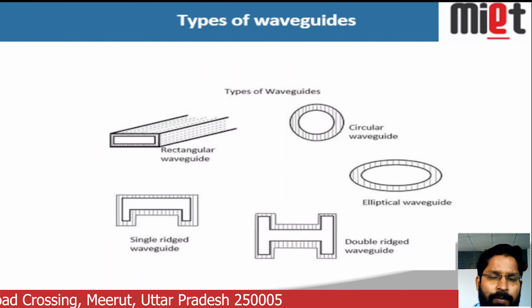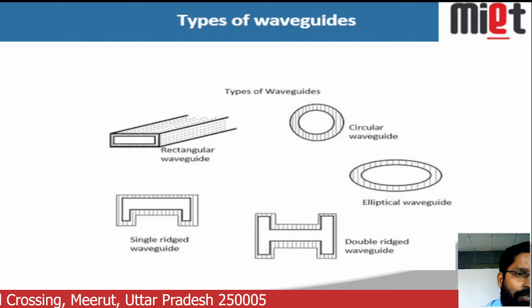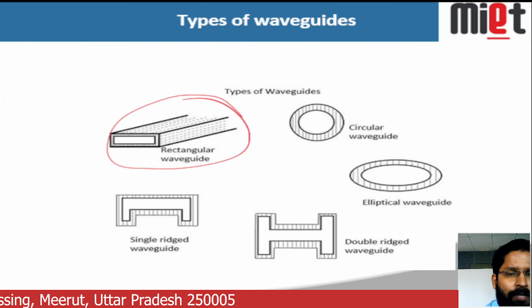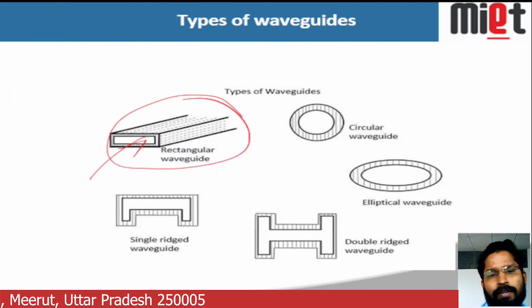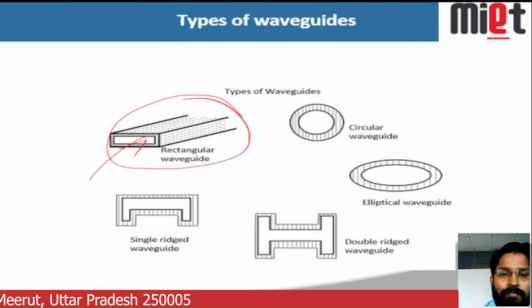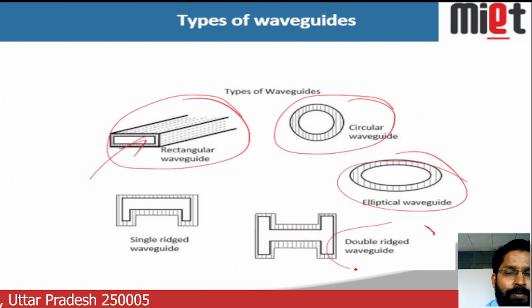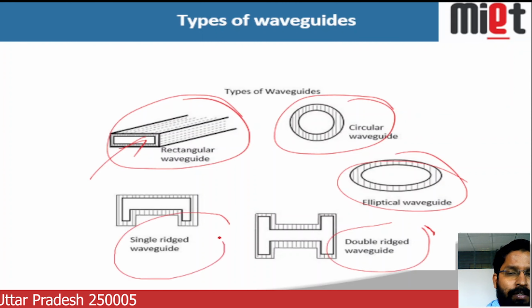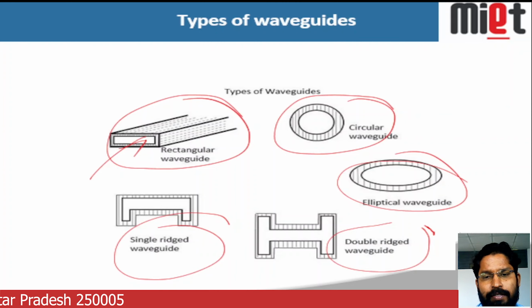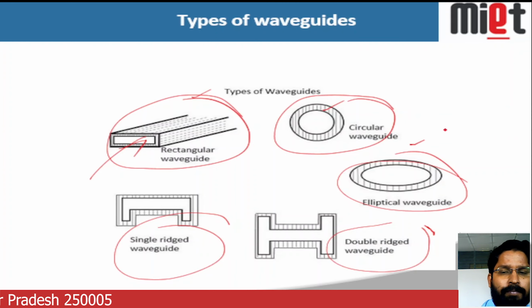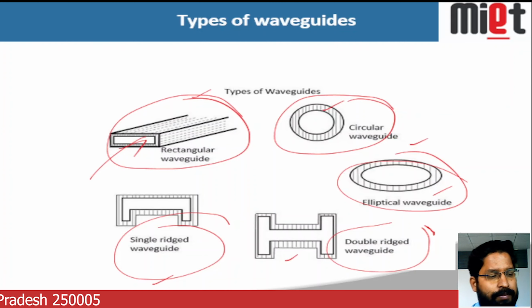These are the different types of waveguide. This one is the rectangular waveguide. Waves enter from here. And this one is the circular waveguide, top view, the elliptical waveguide, the double ridged waveguide, and the single ridged waveguide. These are the different waveguides.